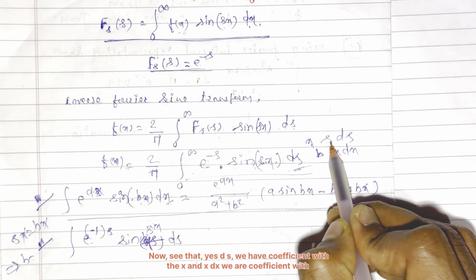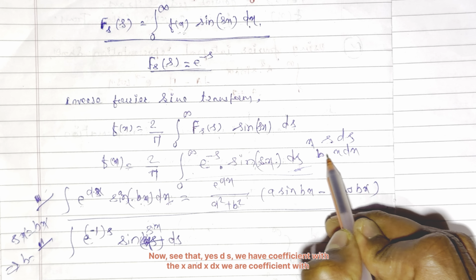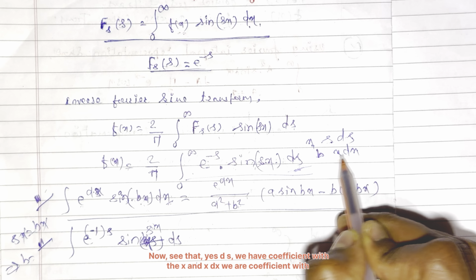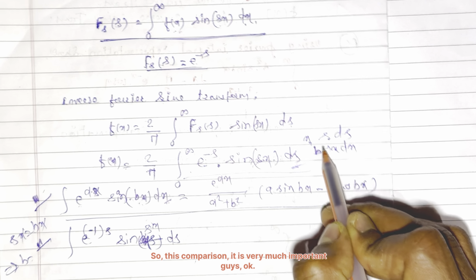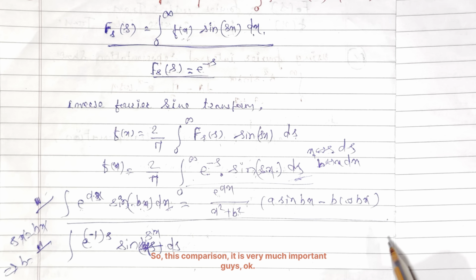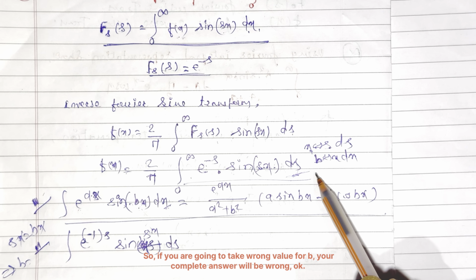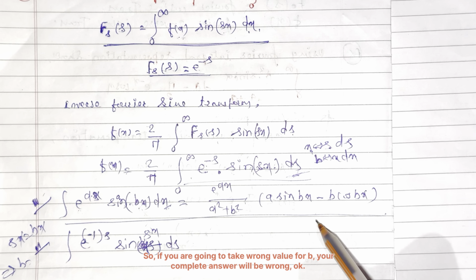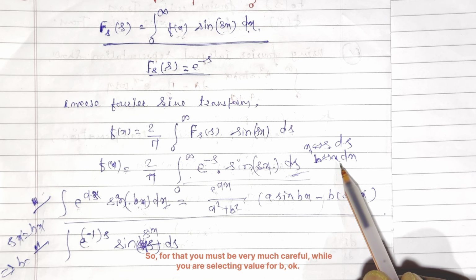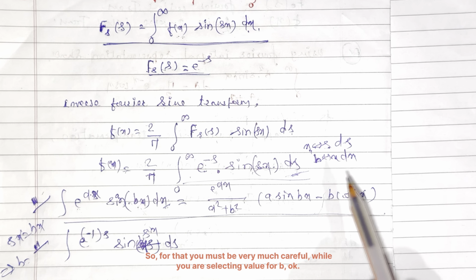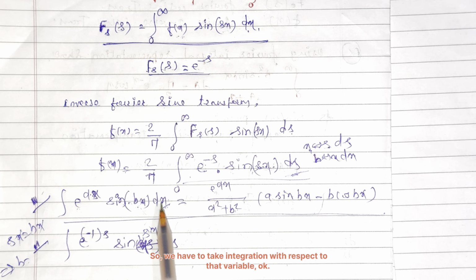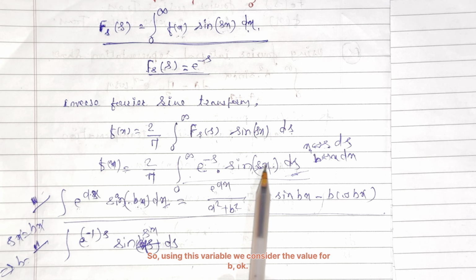Now see that with sin sx dx we have a coefficient with the x, and with x dx we have a coefficient with the b. So this comparison is very important, guys. If you take the wrong value for b, your complete answer will be wrong. So you must be very careful while selecting the value for b. We have to take integration with respect to that variable, so using this variable we consider the value for b.